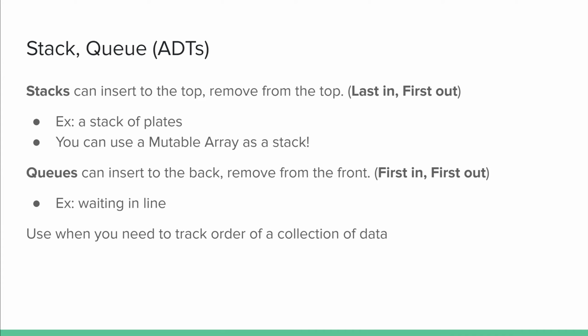So if you have a stack of plates, the last plate that you put on the top is going to be the first plate that you take off that stack. So if you can achieve that, you can do that with a lot of different data structures. Queues are like waiting in line for something. You can insert to the back and remove from the front.